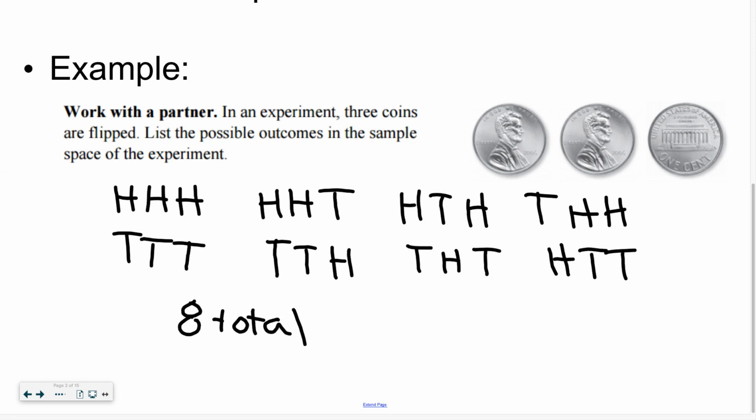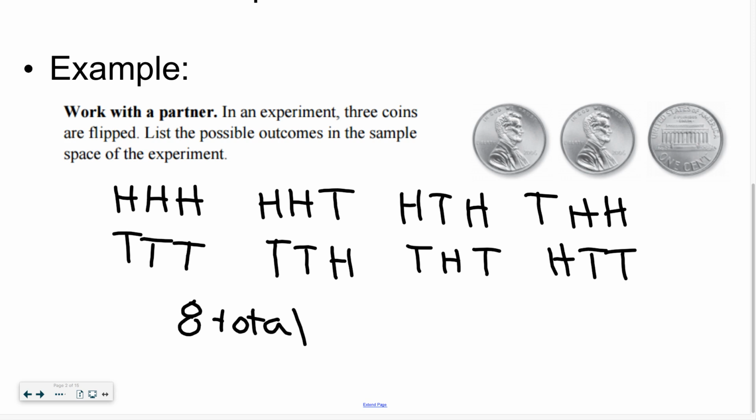There's 8 total outcomes. Does anybody know how to know that there are 8 total outcomes without listing them all, Logan? If they're all the same, you can take the number of possible outcomes from 1, and then its exponent would be however many of them there are. Okay. Since there's 3 coins, it'd be 2 to the third.